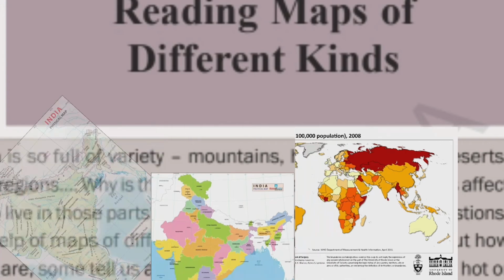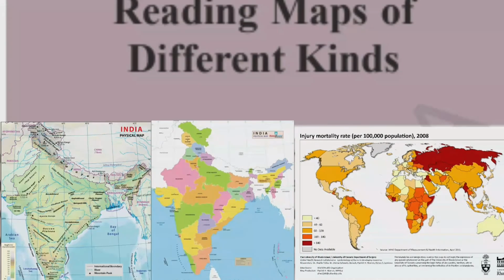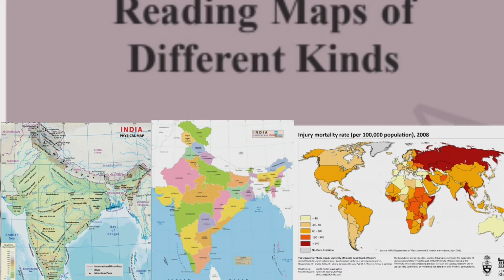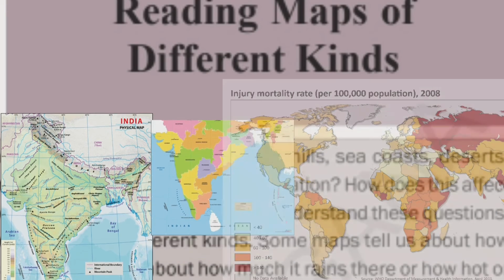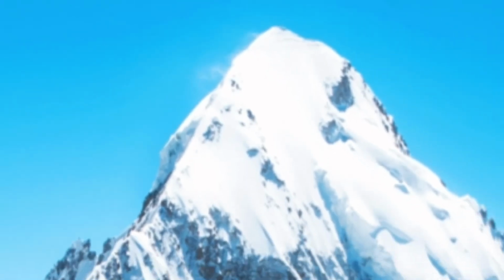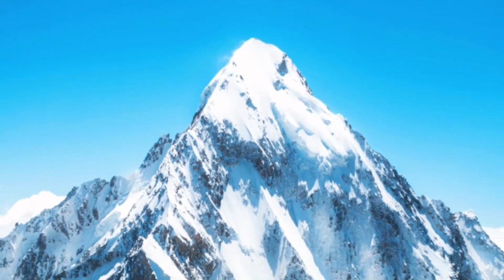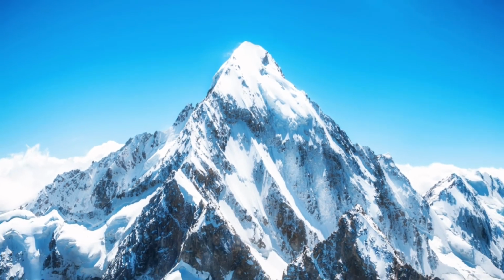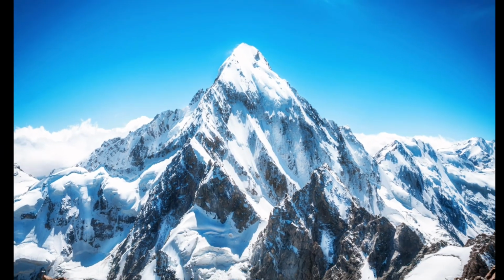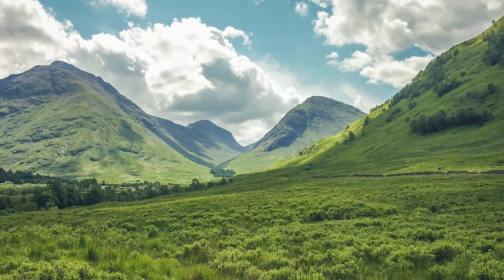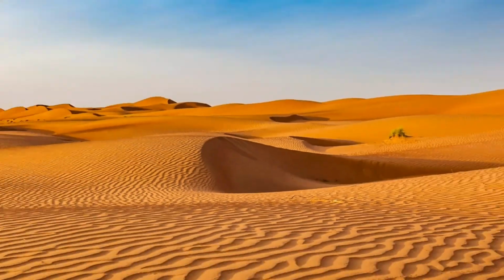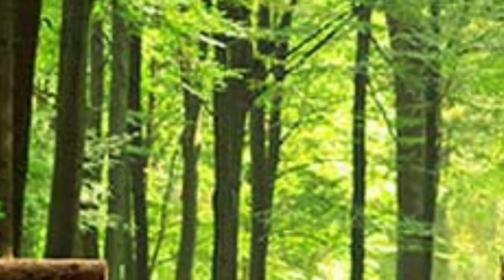Today, our topic is reading maps of different kinds. And you all have already studied about the maps in the 6th class, first lesson. So, what is a map actually? Map is a representation of Earth's surface on a flat surface. And even you have studied that maps tell us several things, whether they are on the mountains or on the hills, sea coasts, deserts, forests, snow covered regions.